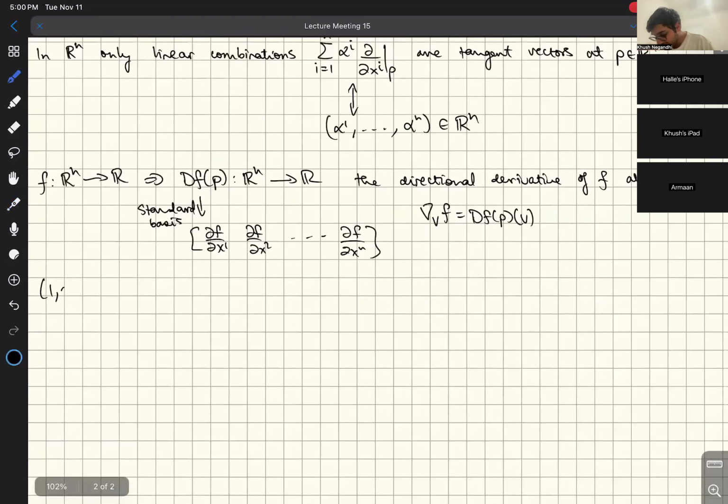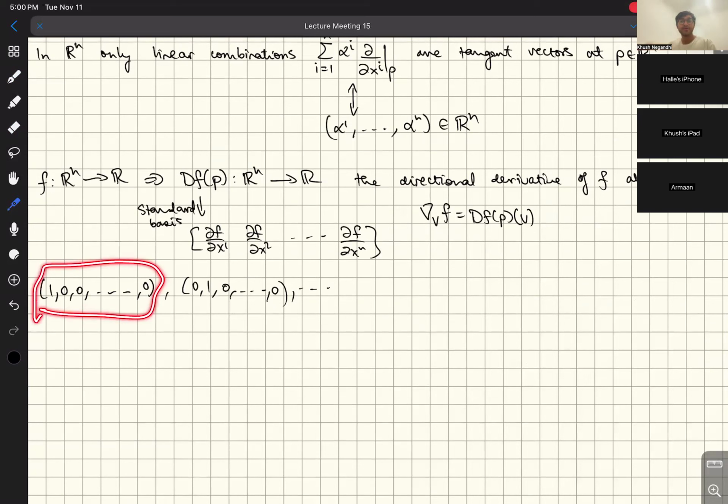It just so happens that in Rn there's a standard canonical choice of coordinates, given by 1, 0, 0, and so on, then 0, 1, 0, and so on. This is a canonical choice of basis in Rn because this is how we've defined Rn: as a collection of numbers, with a vector space structure defined on that. So all you're asking is what the directional derivative of f is in this direction. Then this would be called this, and so on. Does that answer your question?